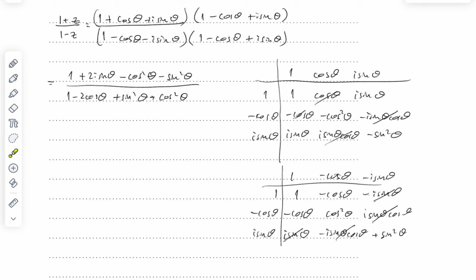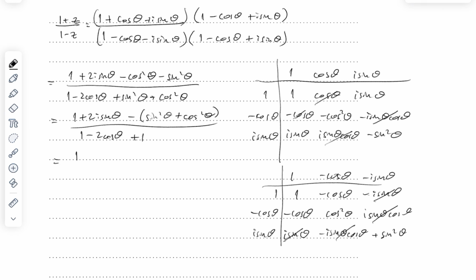So we've now got everything we need. Actually, this doesn't look bad because that's a negative of sine squared theta plus cosine squared theta. So we get 1 plus 2i sine theta, subtract brackets sine squared theta plus cosine squared theta, over 1 subtract 2 cosine theta. Oh, look, we've got a sine squared theta plus cosine squared theta, which is 1, plus 1.